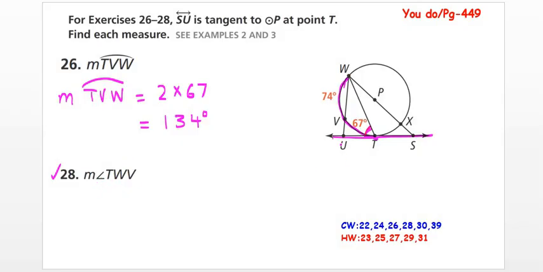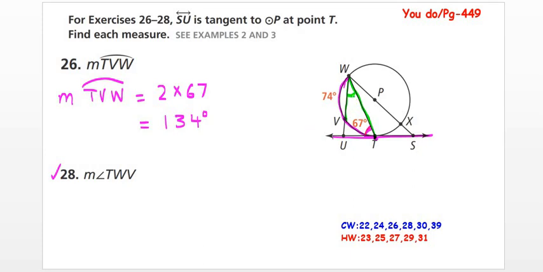Now in the next step they are saying find angle TWV. Where is angle TWV? Let me show you here. This is point T, this is angle W and TWV, right? This is point V, so we have to stop here. So they want us to find this angle.